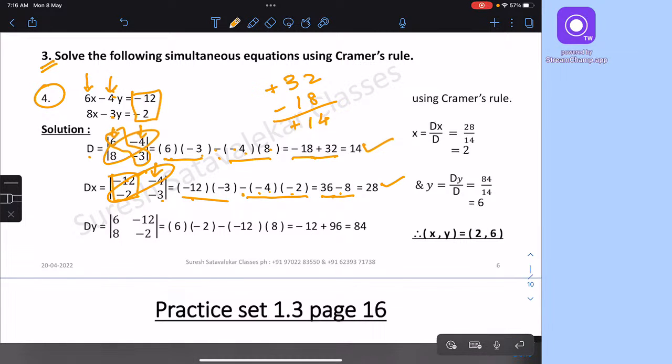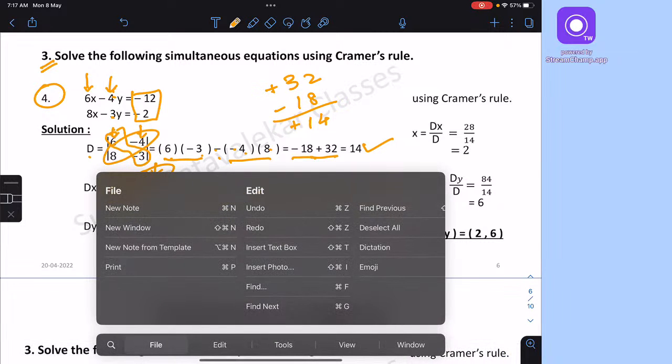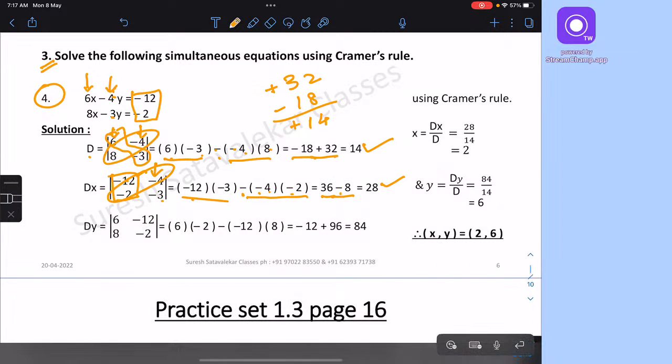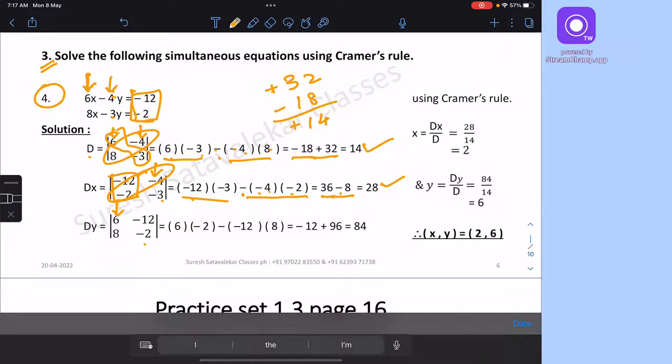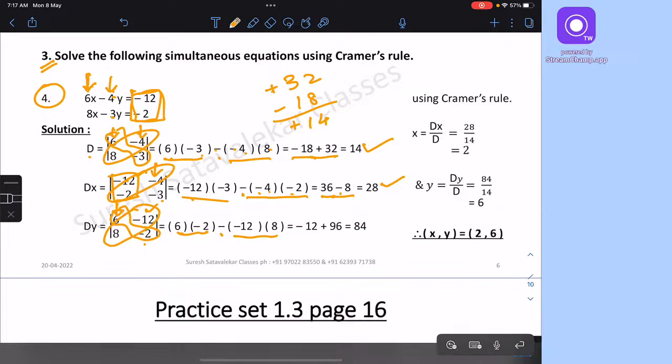Now to get dy, in dy, the coefficients of x, that is 6, 8, they are retained. And instead of coefficients of y, you are having right hand side, minus 12 and 2. Again, simplify this. 6 into minus 2 first, subtract minus 12 into 8. 6 into minus 2, plus into minus is minus, 6 2s are 12, so minus 12. And here minus minus 12 times 8, so it is plus. And 12 8s are 96.